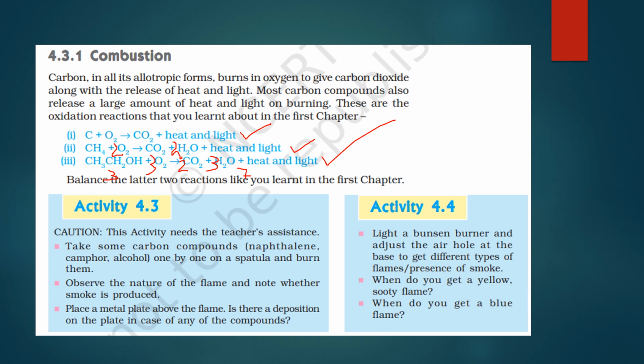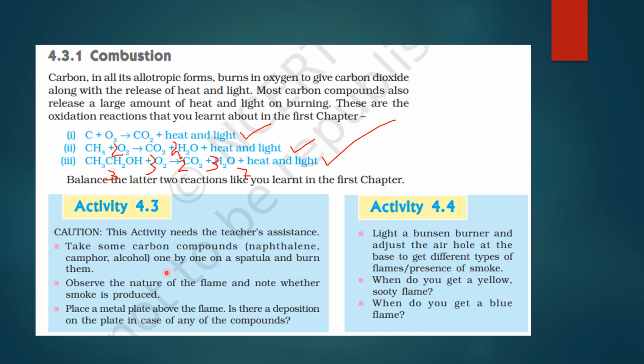Now we will see some activities. Activity 4.3. This activity you have to do under teacher's assistance only, okay? We have to take some carbon compounds like naphthalene, camphor, alcohol, one by one on a spatula and burn them. Now we have to observe the nature of the flame and note whether smoke is produced, right? Now we place a metal plate above the flame and check if there is a deposition on the plate in case of any of the compounds. Okay, you have to do this activity. Let's see what happens.